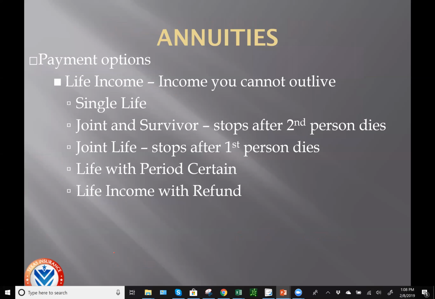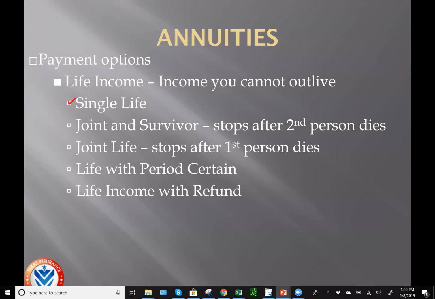All right, so let's finish up this chapter with some payout options for your annuities. Remember, annuities are designed to provide a life income. It's an income you cannot outlive. There's a single life payout or a straight life payout. That's payments for the rest of your life. But if you die too soon, the insurance company is going to keep whatever's left in there.